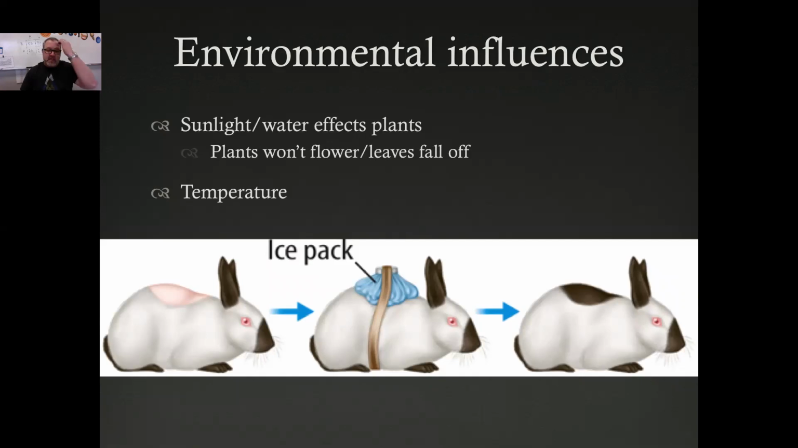Depending on the amount of sunlight or the temperature and the environment, some plants won't flower. Sometimes the leaves fall off prematurely. And those are different types of environmental impacts.